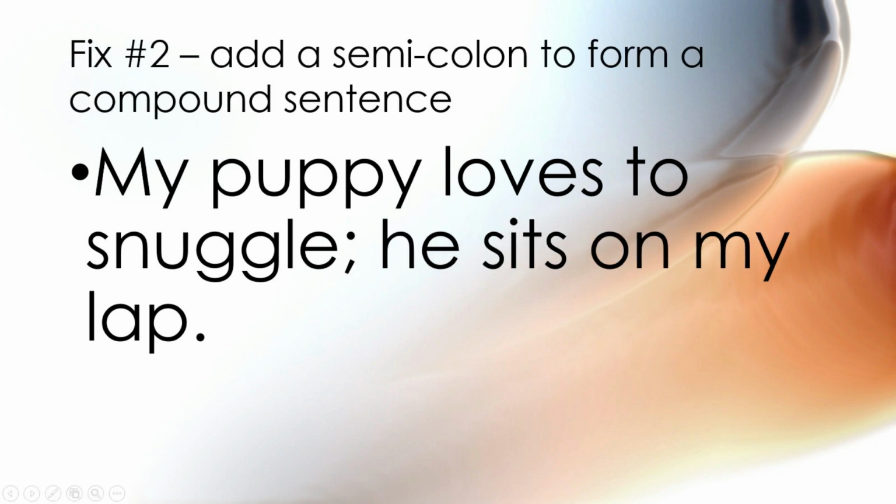Fix number 2 for this run-on is to add a semicolon, and you're going to put the semicolon in the place where the 2 independent clauses were fused, or in other words, where the comma splice existed. My puppy loves to snuggle, semicolon, he sits on my lap. It's perfectly acceptable to combine 2 independent clauses with a semicolon. This actually forms a compound sentence.